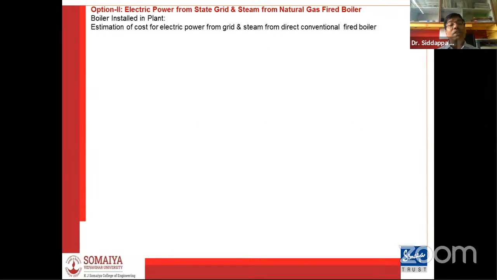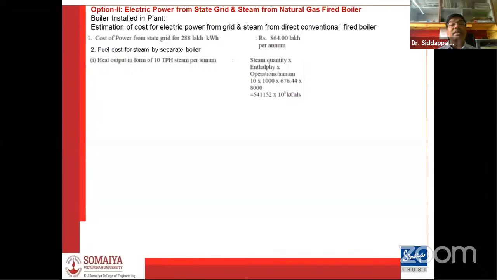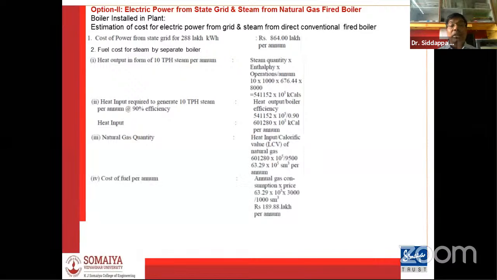Now, if I go to the second option, electrical power without the cogeneration system, then the cost of getting the power from the grid is 864, because 288 into 3. Then the fuel cost of steam by a separate boiler: steam quantity, how much am I going to form, 10 TPH he has given, then 8,000 hours. So much heat input for 541152. Heat input required to generate 10 TPH steam will be 601280. The natural gas quantity required for that will be 63.29.